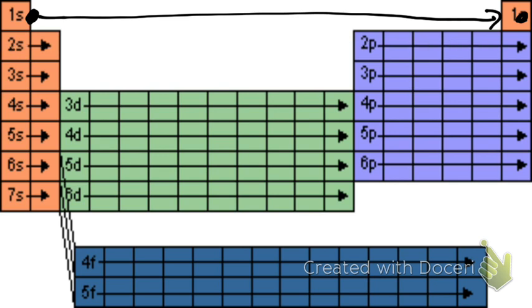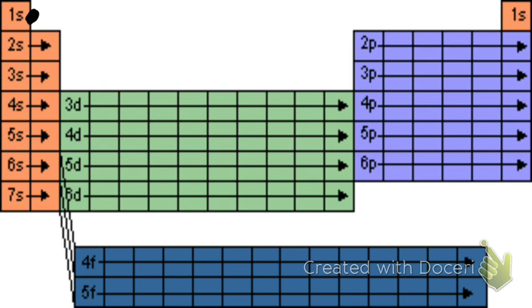Now, this does get a little bit weird, especially when we get further down. And so something to really pay attention to is going to be when we enter our D block. Whenever we enter our D block, we're actually going to decrease our row number by 1. So we'll be in 4s, so this will be like our 4s1, 4s2, and then as soon as we enter that D block, we'll drop down to 3.